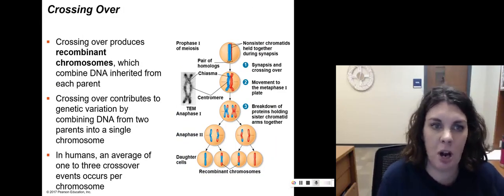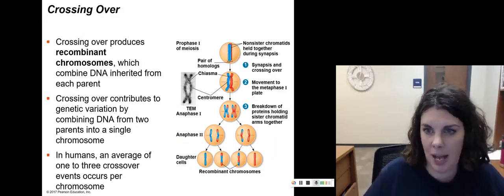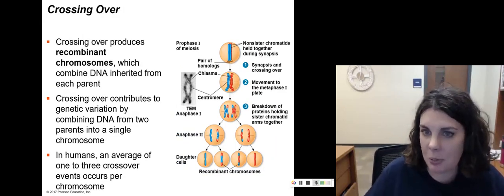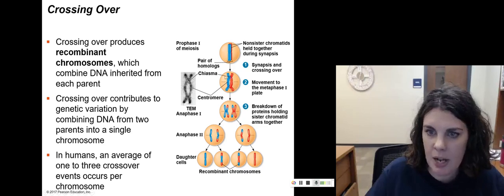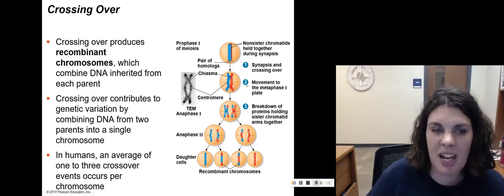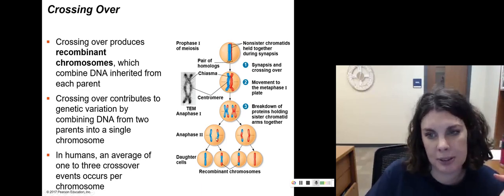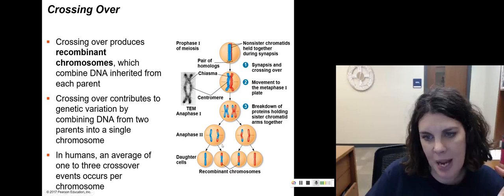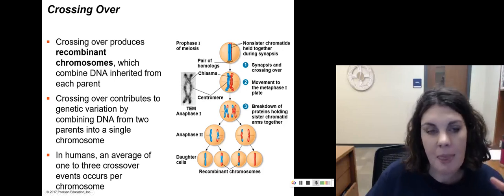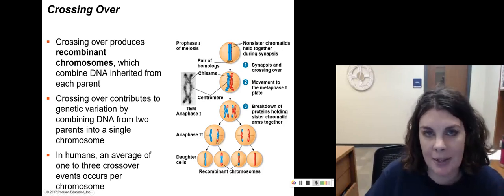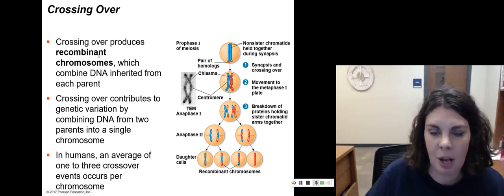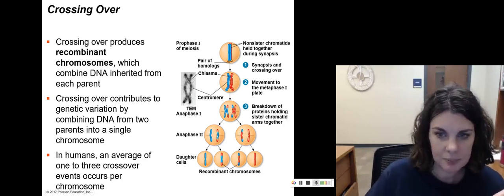Crossing over produces recombinant chromosomes. So that is this chiasmata, there's a word we've used. The chiasmata is the point where they are crossing over. And you have this recombinant chromosome. That means the DNA came from two different sources. So you have some of the DNA from dad, some of the DNA from mom that were recombined. They broke and combined again. They're recombinant. So they combine DNA from each parent.